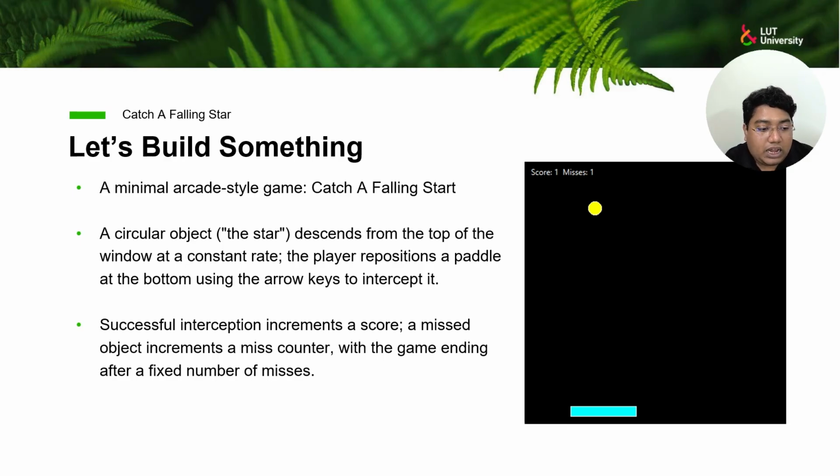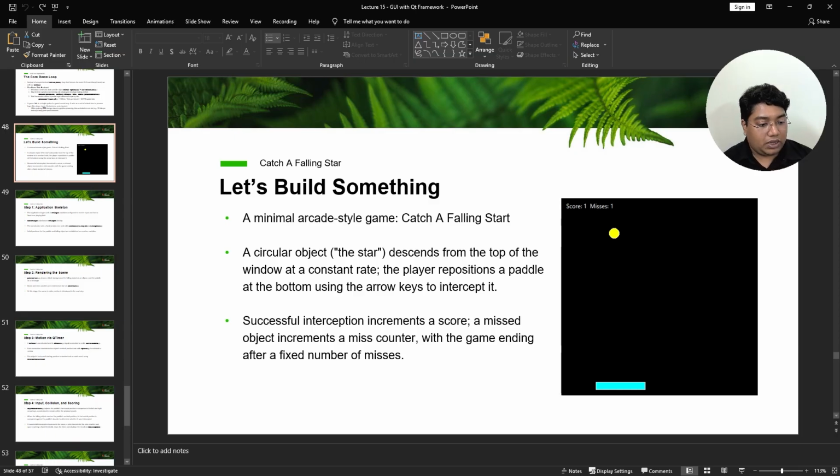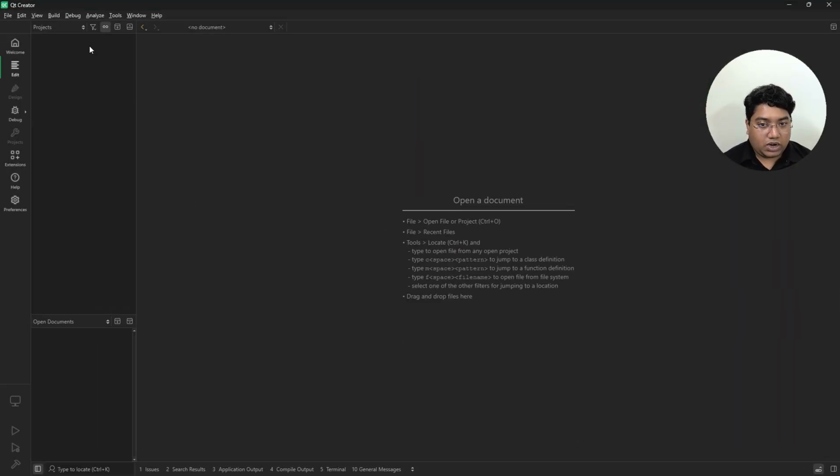Here you will see that there's no new concept. Everything comes directly from what we have already learned. So what we will see is how these individual building blocks work together to create something interactive. We will build this game one small step at a time. Please don't try to write the entire program at once. Just follow me. Here I'll switch over to Qt Creator.